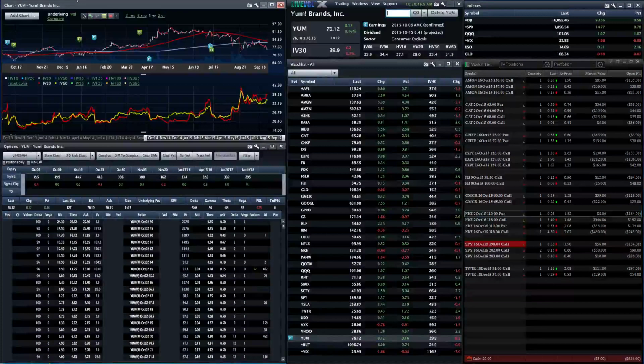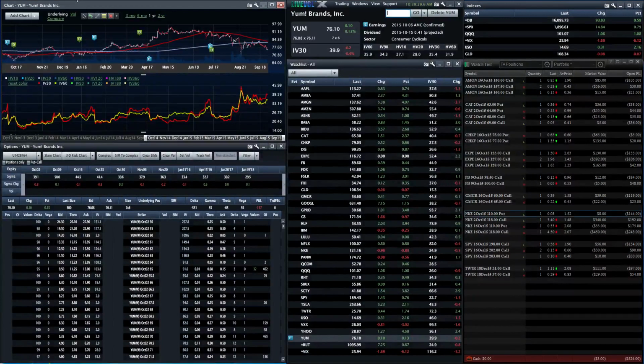Implied volatility versus historical volatility. So again, implied vol, and when I reference this now, I'm just going to use IV, equals option volatility, where HV, historical volatility, equals stock volatility.